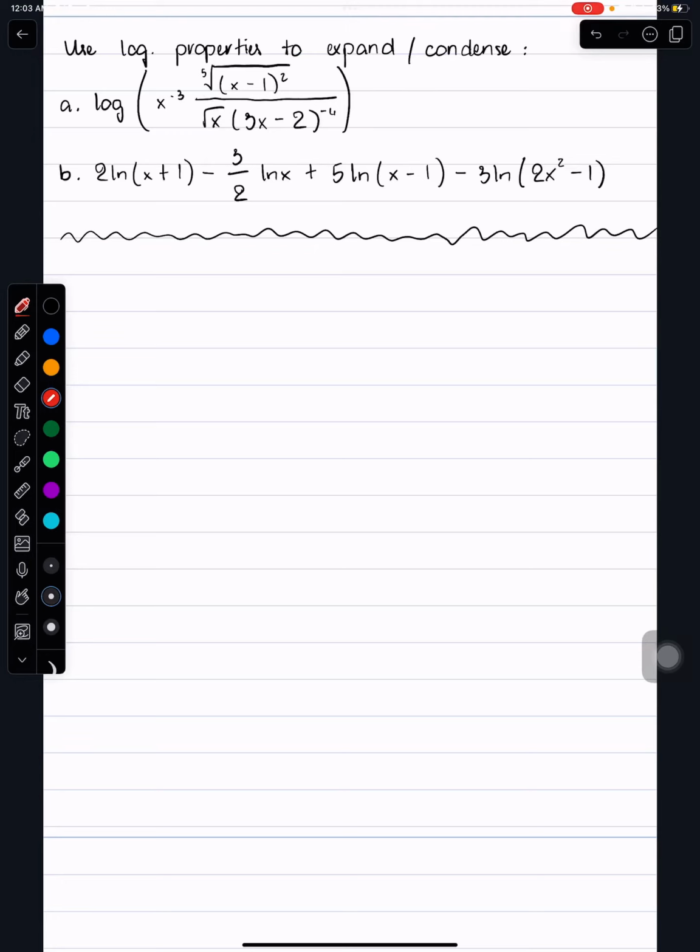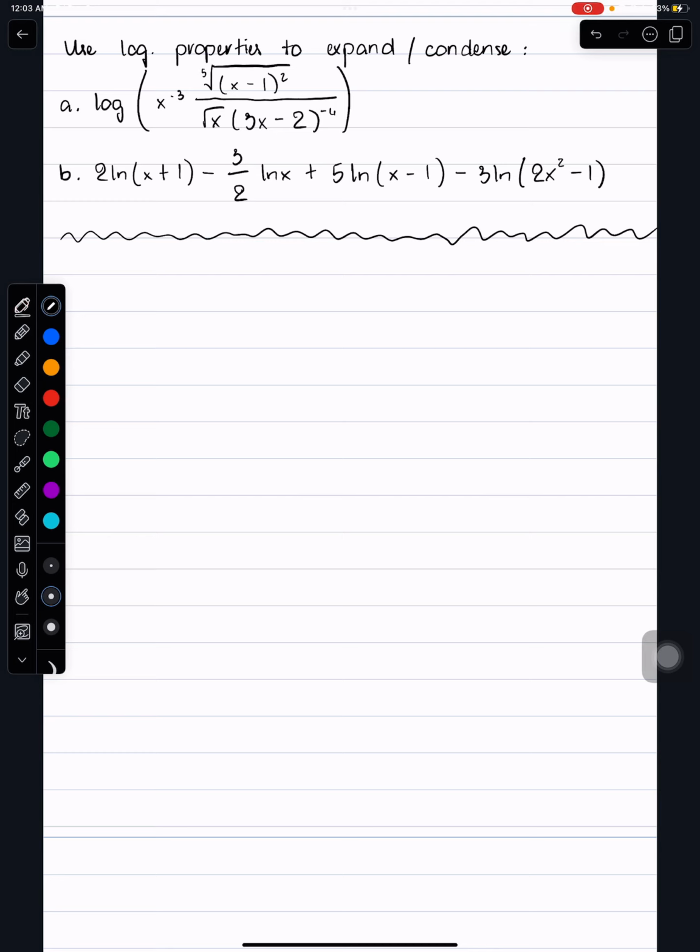Logarithmic properties to expand or condense the following expression. Right, so for the first expression, part A, we only have one log. For this part, we have to expand the log expression, right? So let's get to that first.